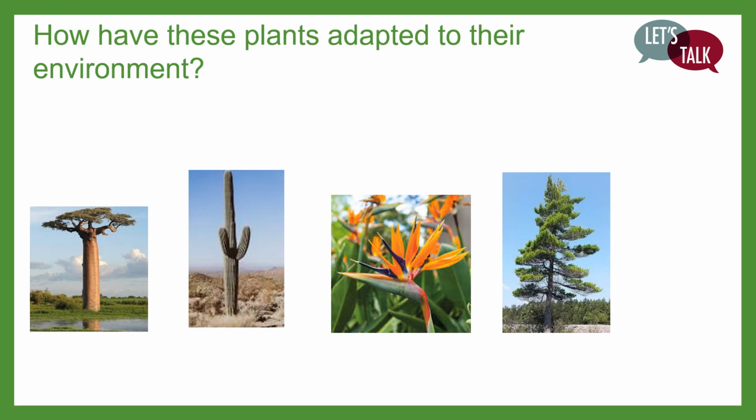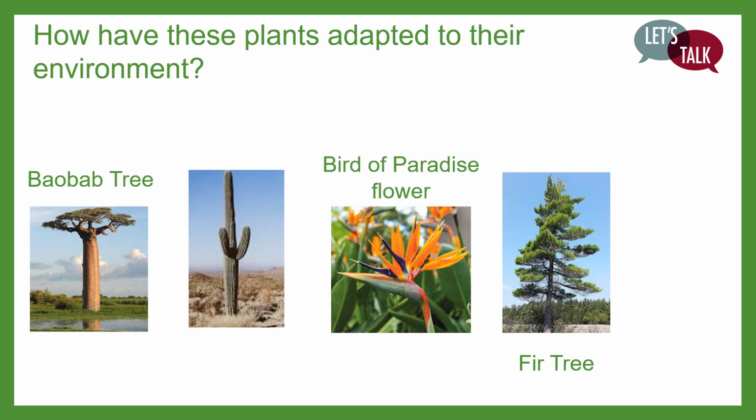So these plants have adapted to their environment in different ways. And when we consider this, we have to think about the plant's roots, the plant's bark, its flowers and its spines and its tendrils, all of these are adaptations to suit its habitat.